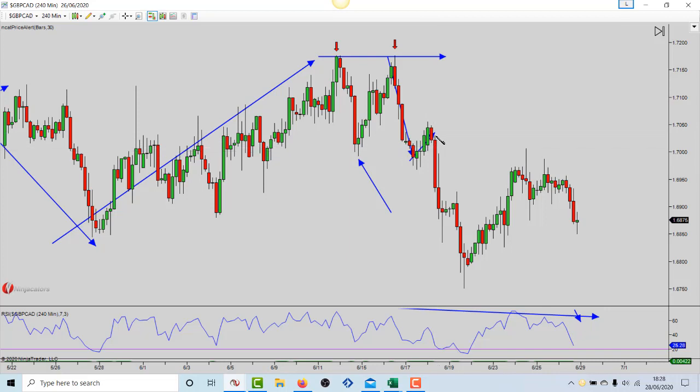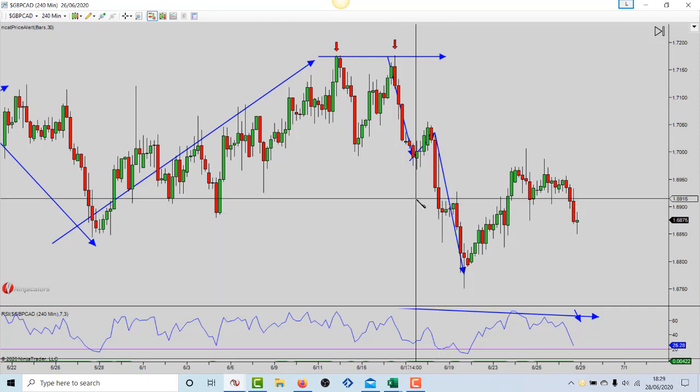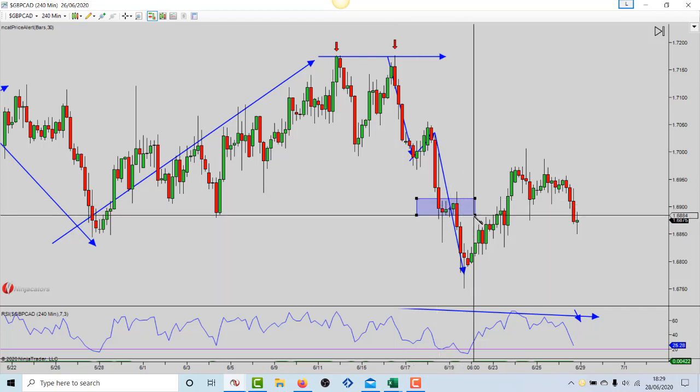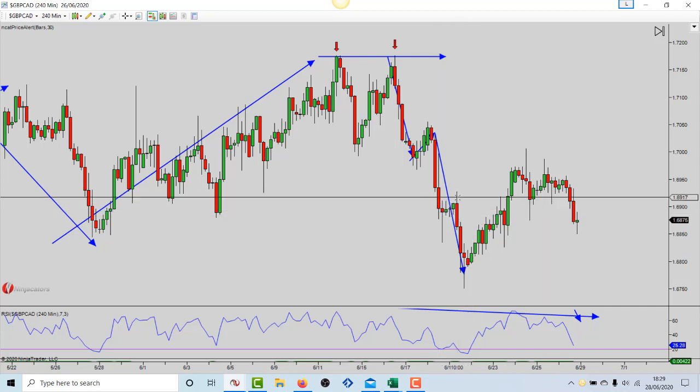Pull back, move lower. Now, this for me is not an outside return. This was just sideways movement. Okay, this was, I managed to short that area.